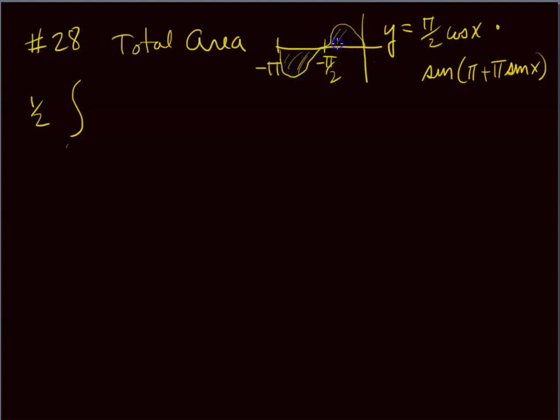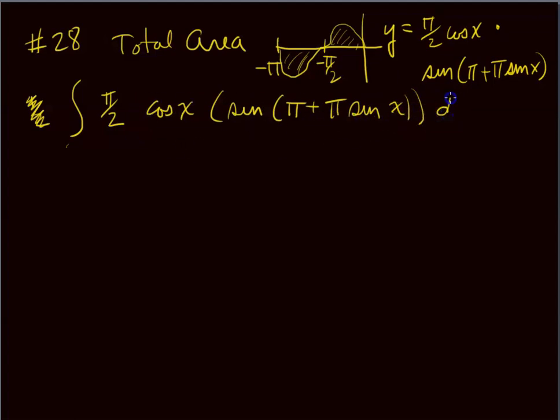So if they want the total area, they know that these are probably going to cancel. And so you need to double this stuff, right? So I'm going to go from this negative pi over 2. Let me not write this yet. So I want the integral of pi over 2 cosine x times the sine of pi plus pi sine x dx.